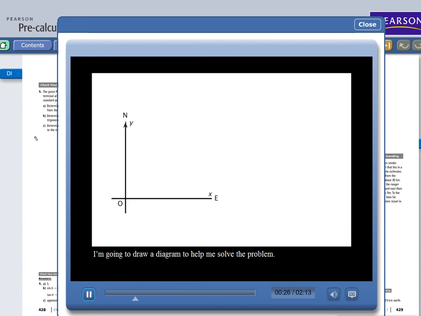I'm going to draw a diagram to help me solve the problem. I'll let the origin, O, represent the position of the airport. The aircraft's heading from the airport was east 50 degrees north. So from due east, I'll rotate 50 degrees toward north. I'll use P to represent the position of the aircraft. The aircraft landed 200 kilometers from the airport. So the length of OP is 200 kilometers.